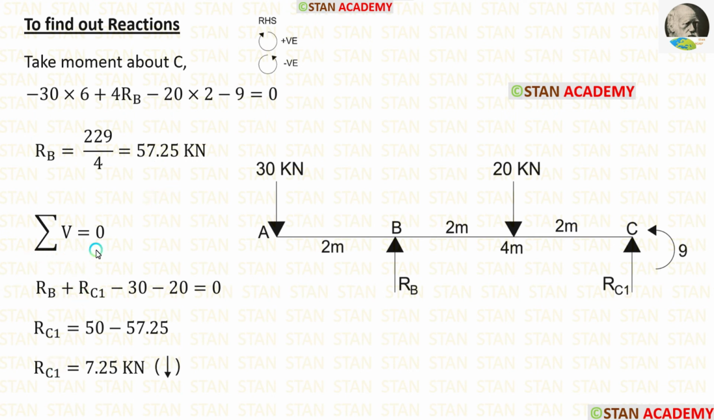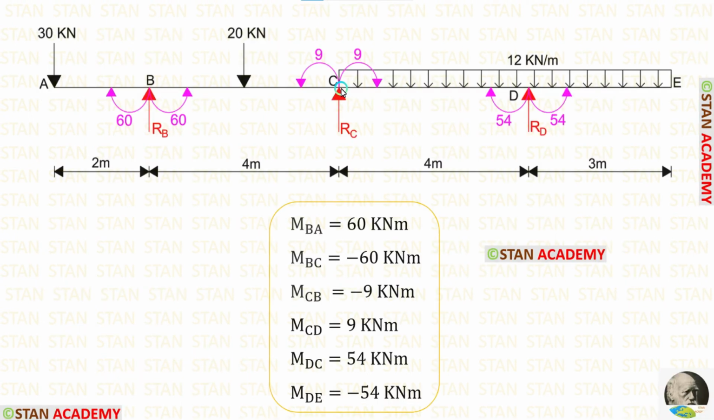Now let us apply the rule sigma V is equal to 0 and calculate RC1. For RC1, we will get a negative value. That means our assumption is wrong. We assumed that RC1 is acting upwards, but actually it is acting downwards.